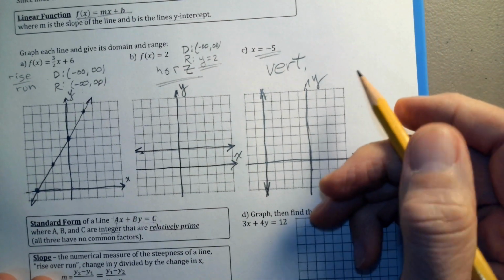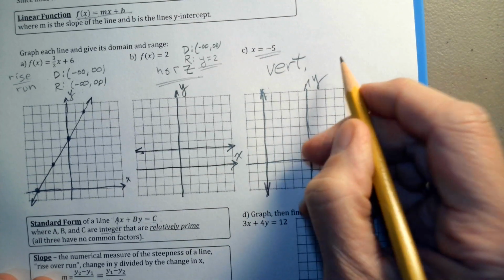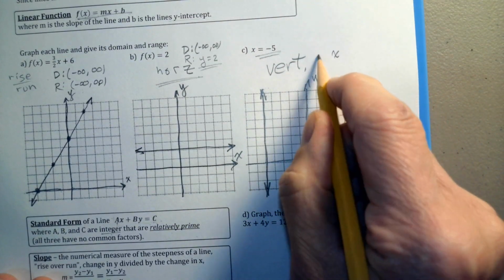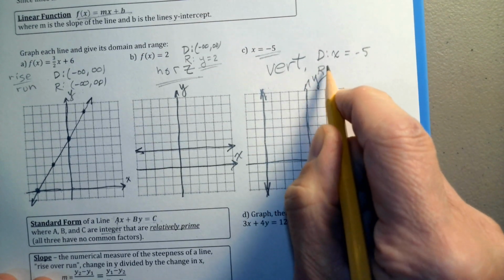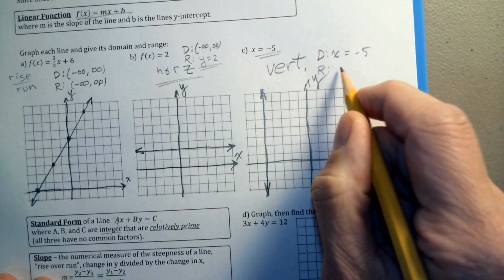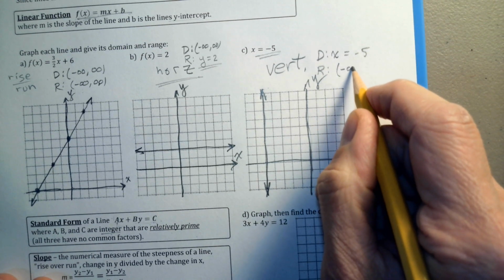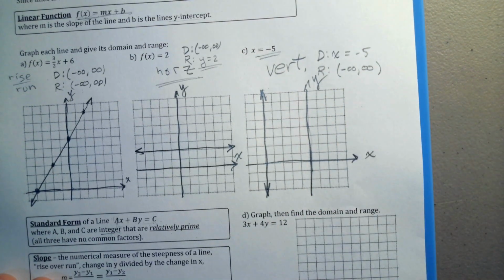All right, and this one is similar. The x can only be one thing. The domain is x equals -5. The range, that one can be anything, it goes up and down, so we'll do that one in interval notation, -infinity to +infinity.